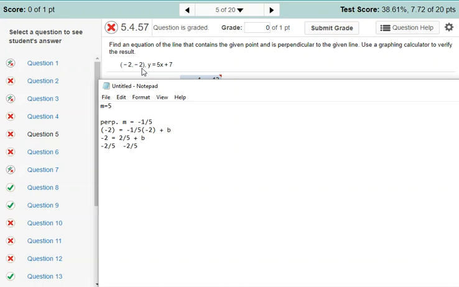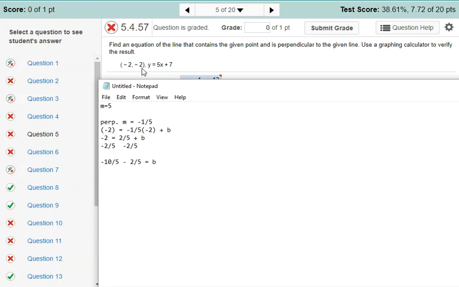So on the left-hand side, I've got negative 2 minus 2/5. To get a common denominator, negative 2 is negative 2 over 1. And, of course, if I want to get the common denominator, I'm going to need to multiply top and bottom by 5. So it's going to be negative 10 over 5 minus the 2 over 5. That's what I'm going to have on the left-hand side equals my b.